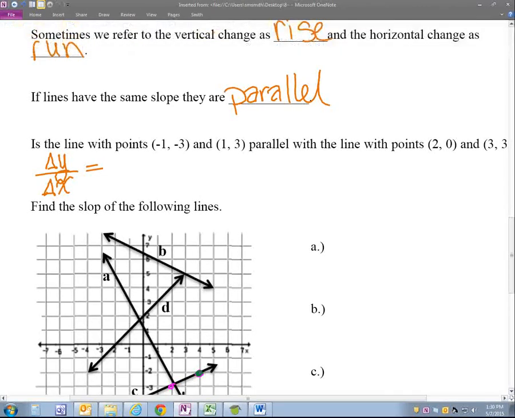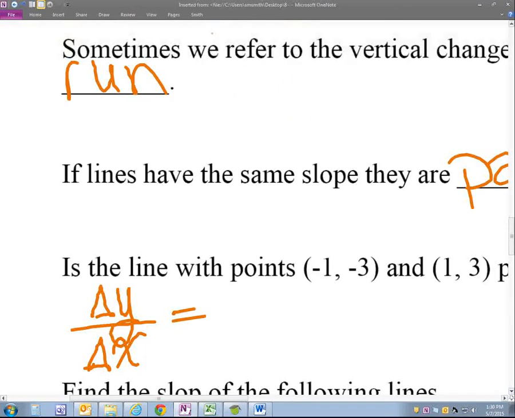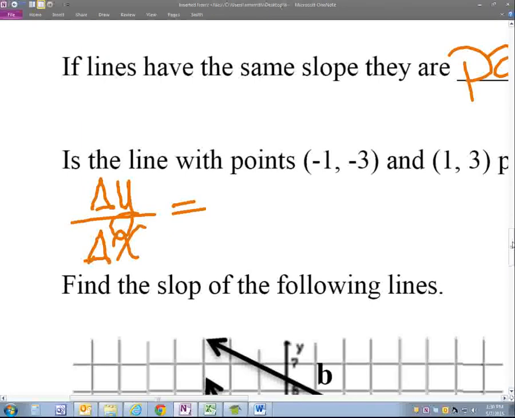So I have 2 points here. I'm going to zoom in, please. I have 2 points here. I have -1, -3, and 1 and 3. And I'm just going to remind myself, this here is x, this here is y. And the change in x and y, to be able to find out how far that is, we have to subtract one from the other. Okay.